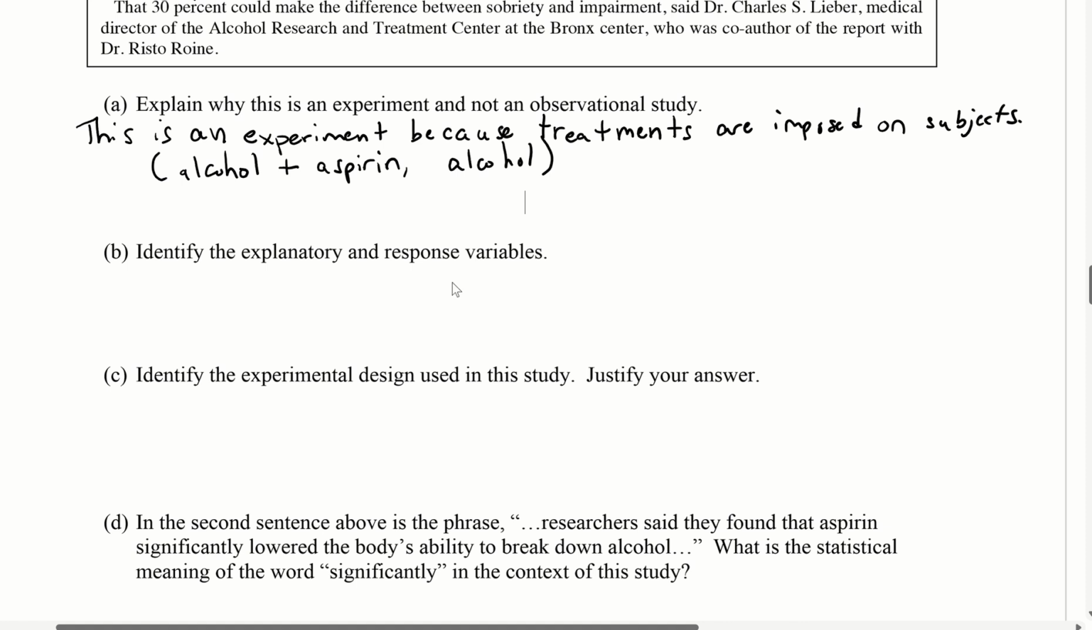Now, part B, it says identify the explanatory and response variables. Okay, so the explanatory variable is the level of aspirin consumption. What are we changing here between the 2 treatments? We're changing whether they're taking aspirin or not. In this group right here, they're taking aspirin. And then in this group, they're not taking aspirin, right? So what we're manipulating is the explanatory variable to see if aspirin is the cause. And the response variable is the alcohol concentration, right? So the blood alcohol content.